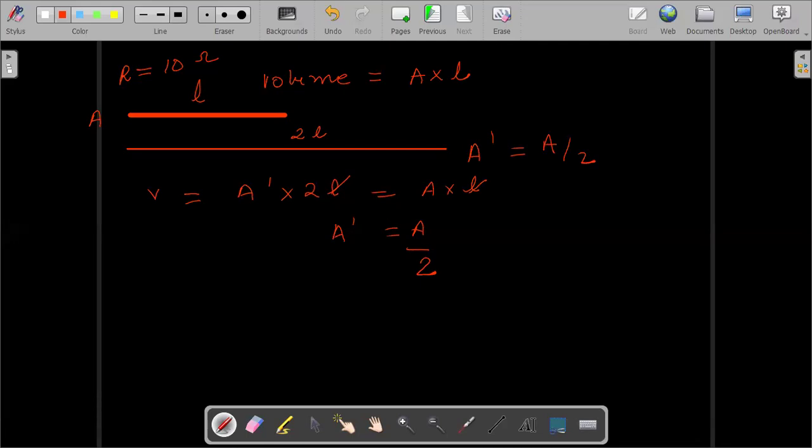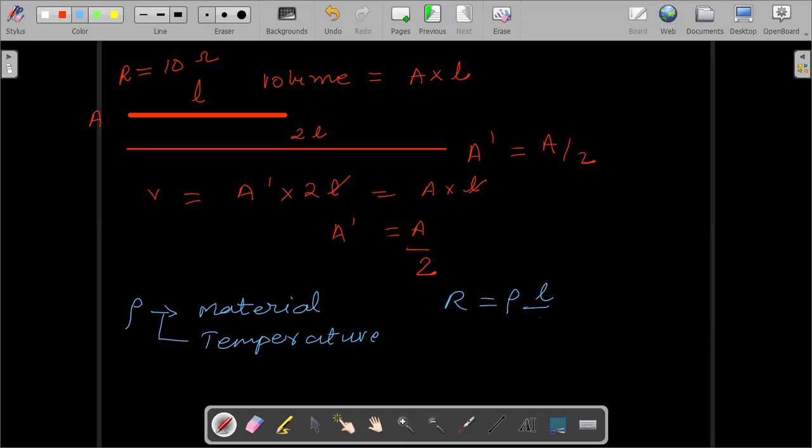The specific resistivity does not change. The specific resistivity remains the same. In the last class we discussed that the specific resistance or resistivity depends on the material and temperature. Sir, but depending on the formula, R equals rho L by A, so rho is also always remaining a constant.